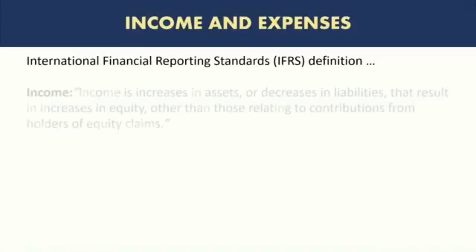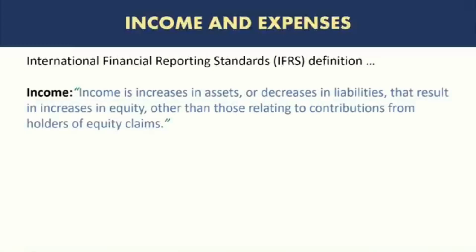Let's look at the definition first. So income is increase in assets or decrease in liabilities that result in increases in equity, right? So we have already learned about assets, liabilities, and equity, and income is simply an increase in assets. So it could either be an increase in assets or a decrease in liabilities, but it results always positively in increasing in equity. We have to exclude any increase in equity directly done by shareholders or owners of equity.